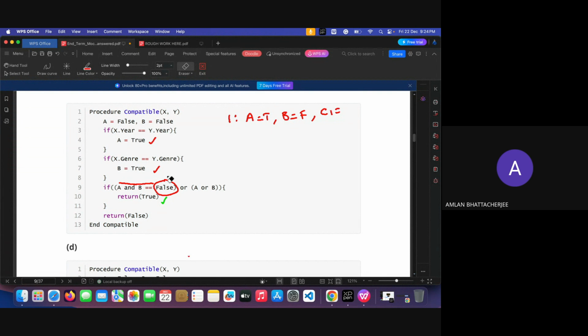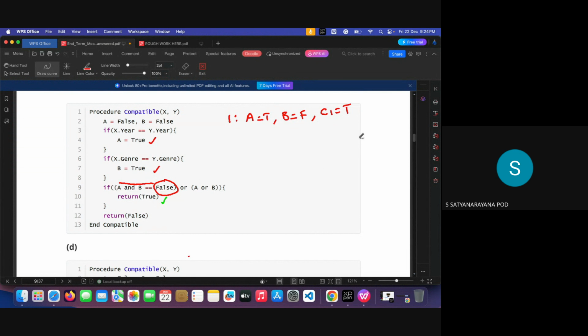True, sir. B equal to false. I'm checking, does my B equal false or not? Tell me yes or no. Yes. Yes means true. So true and true, what does it return? Condition 1 is true. My condition 1 is true. This is my condition 1.